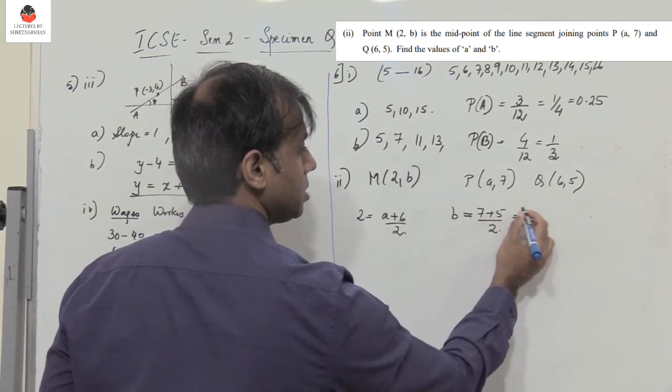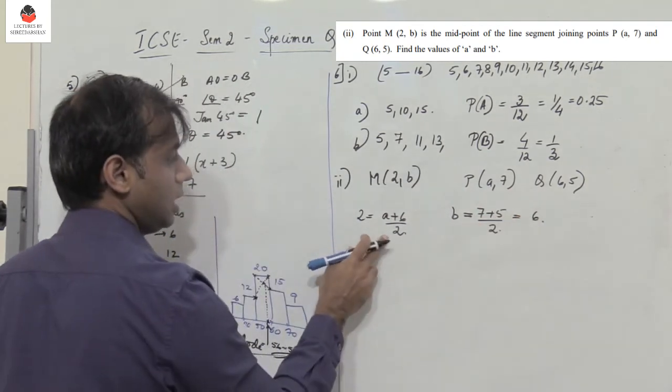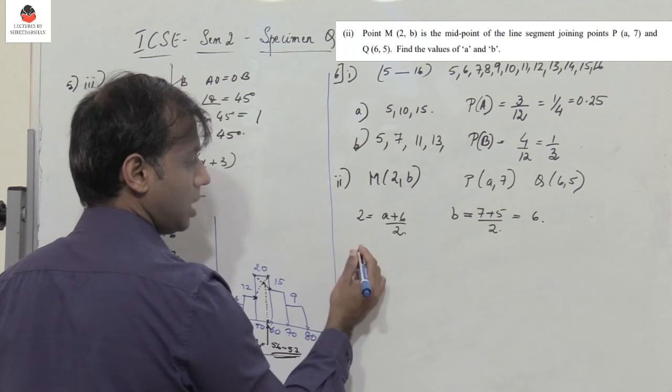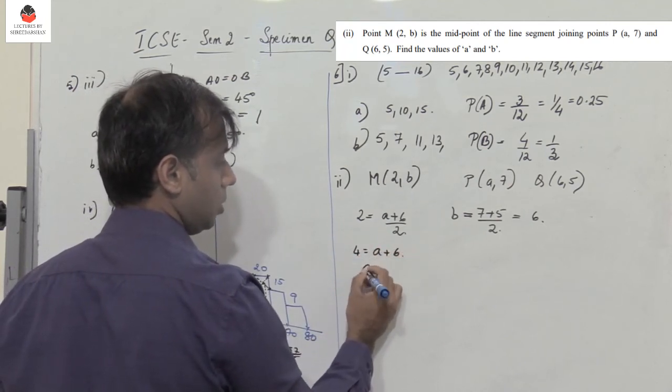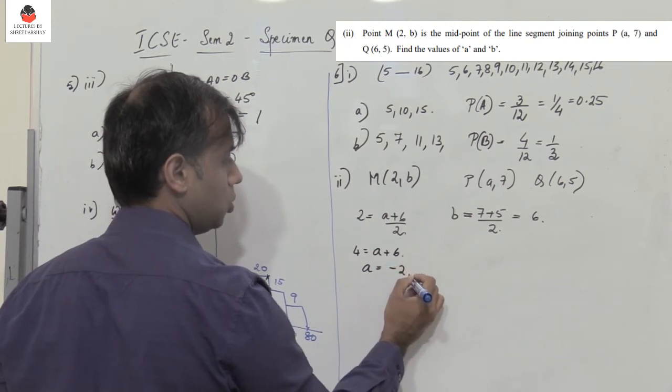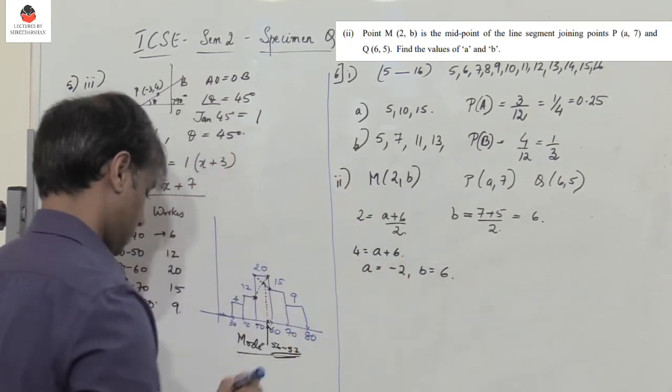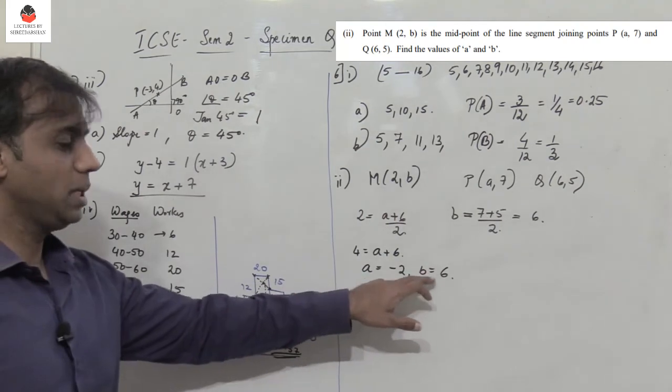Right? So B is 12 by 2, which is 6. And what is A? Take 2 to the side, it becomes 4. 4 equals A plus 6, or A equals minus 2, B equals 6. So A is minus 2, B is equal to 6.